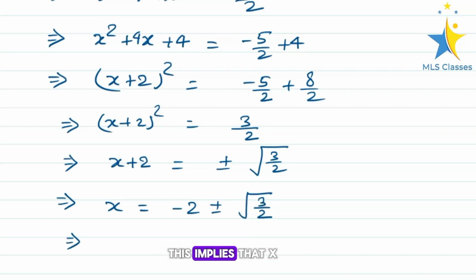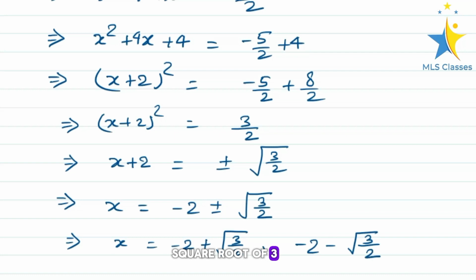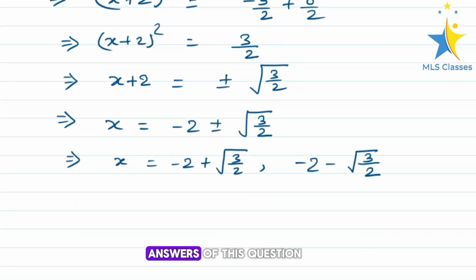So this implies that x is equal to negative 2 plus square root of 3 over 2, or negative 2 minus square root of 3 over 2. So these are the answers of this question.